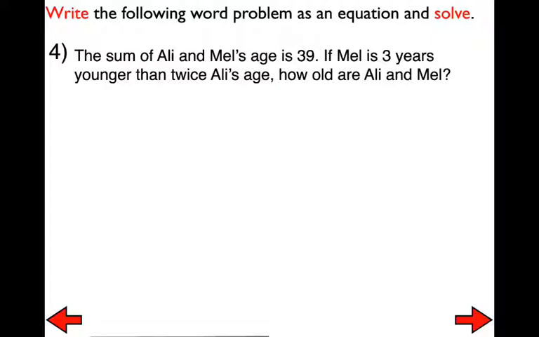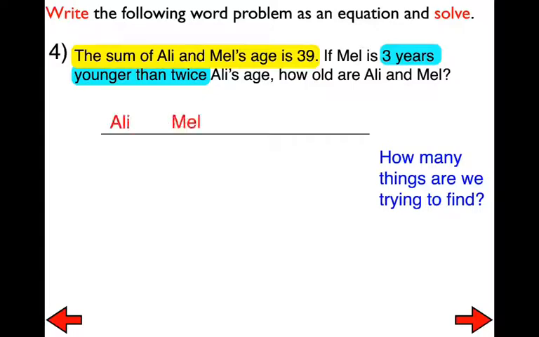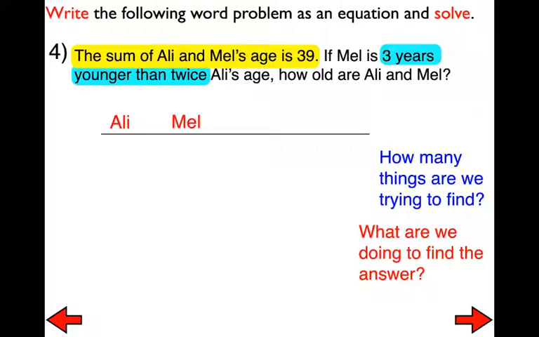Now, in a problem like this, sometimes it's hard to tell who's younger, who's older. But in this case, since it's harder to tell, you have to go with it like this. Mel is being compared to Allie, because it says in the second sentence, if Mel is 3 years younger than twice Allie, Mel is being compared to Allie. So we should go with Allie being x and Mel being the other one. We know we have to add these things together to find 39. And so Allie will be x, once again, because Mel is being compared to Allie.